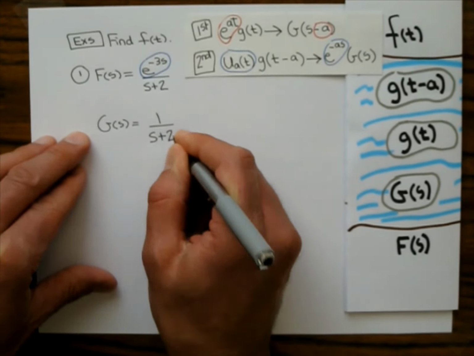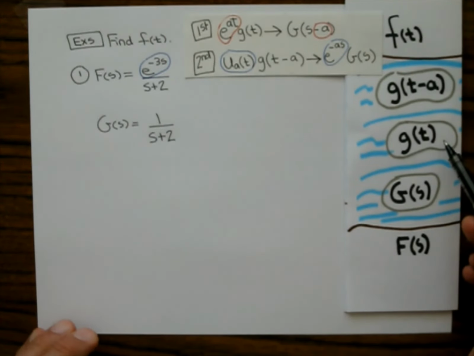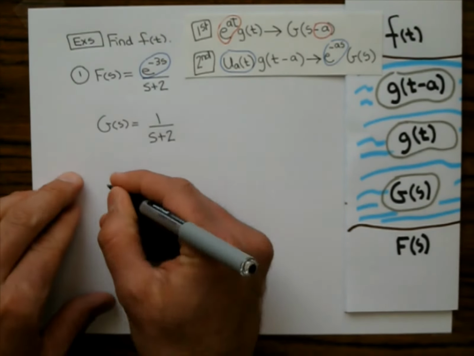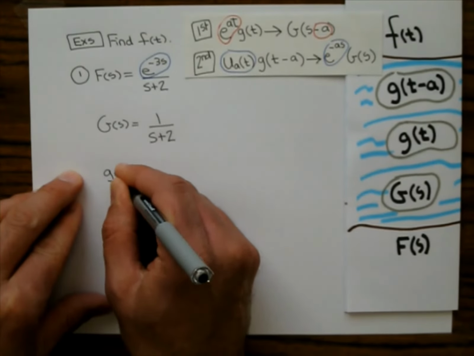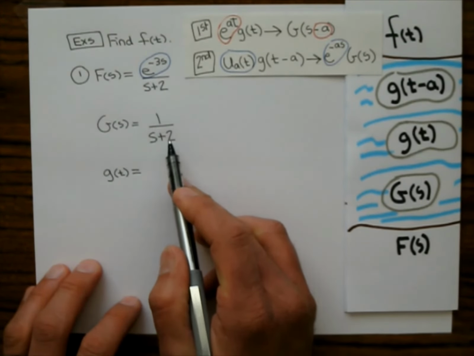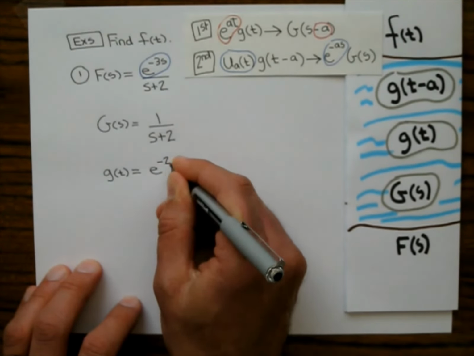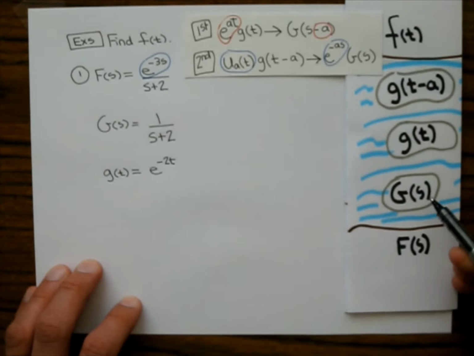Okay, I'm standing on this rock now. Now I want to jump over to the inverse transform of g. So this is g of t. G of t is, hopefully you've remembered some of your transforms, going to be e to the negative 2t. Okay, so we just jumped over to there. Now we're in the middle of the river.